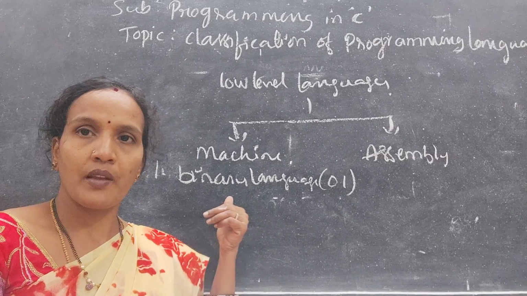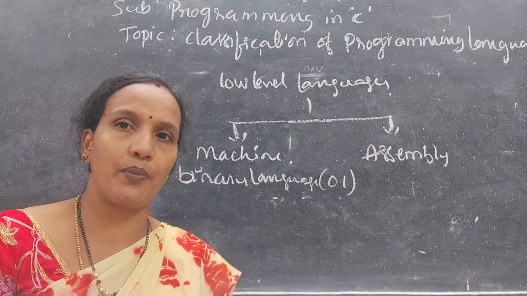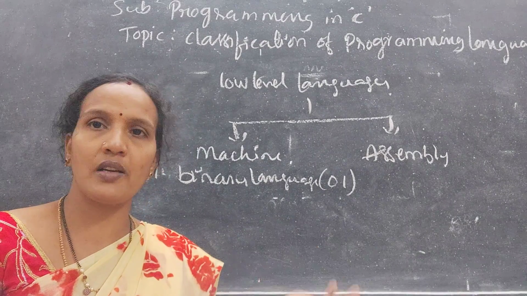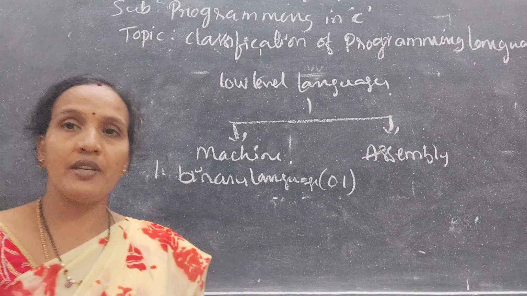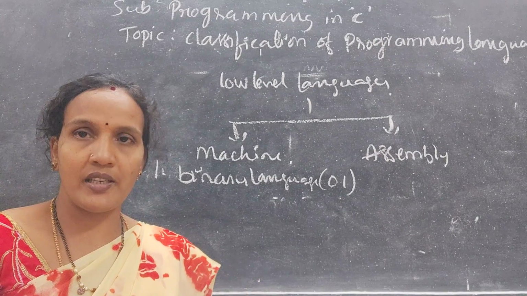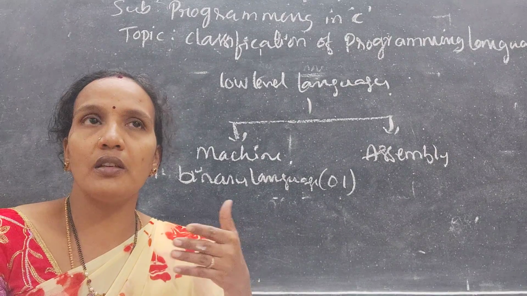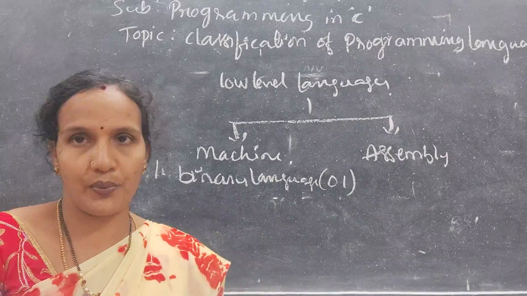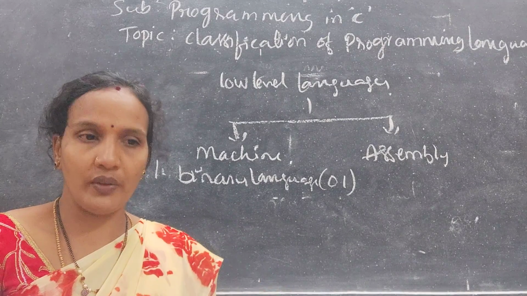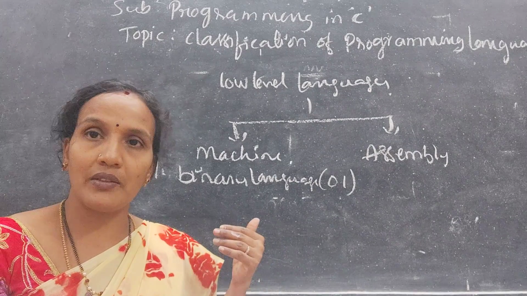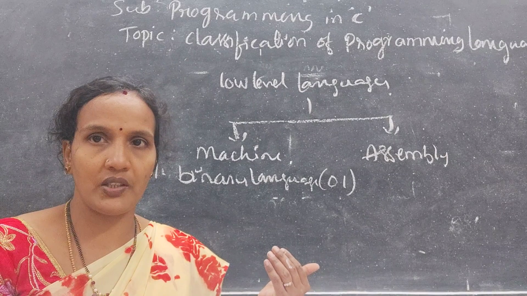Whatever code is there in the machine language can be directly executed by the processor, because the processor will understand only the machine language. There is no further translation required for this language, and it is very friendly to a processor. Whatever code you write in the machine language will be executed very fast and quickly, because it does not require any translation.